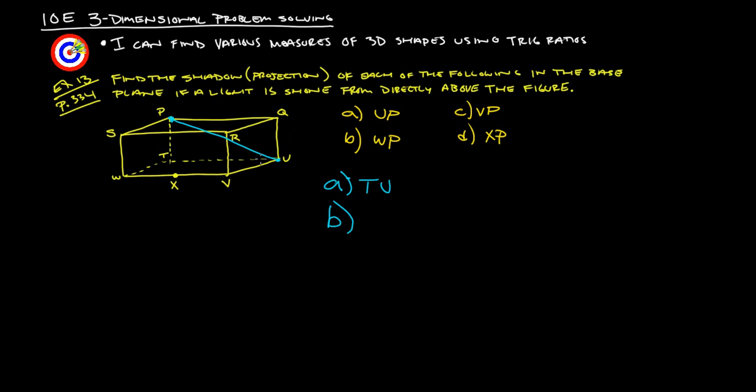All right. For B, WP. Let's do these in different colors so this is easier to understand. So B is WP. Here's W and here's P. So the shadow here, if it's shone from straight above, is going to be WT. All right. C is VP. So here is V and here is P. If we cast a shadow from straight above, it's going to make the line TV.